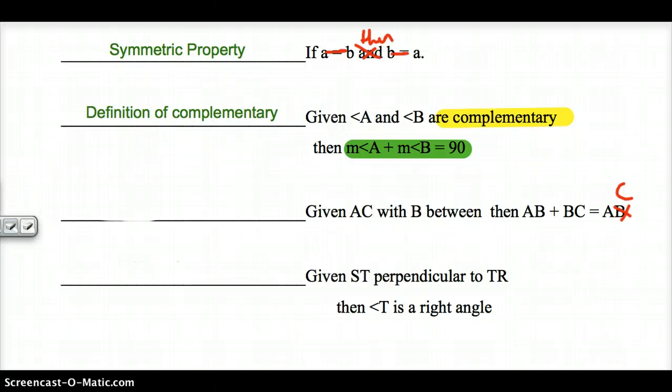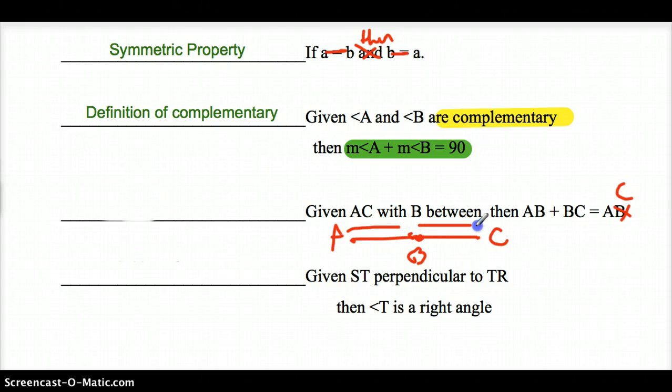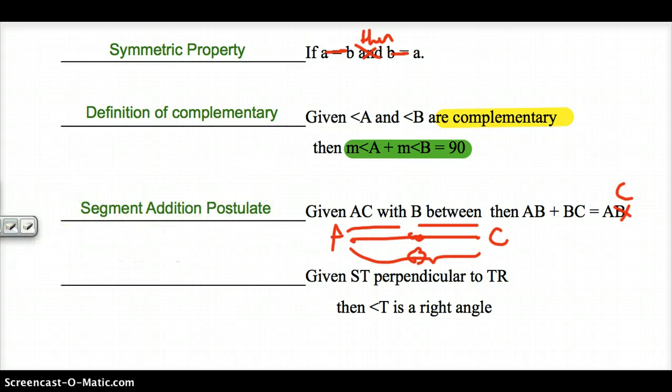On our next one, I had a correction there. Do you see that at the end there, the AB should be AC? Given line AC with B between. So I'm just going to put it anywhere. It looks like it's in the middle, but I don't know that for sure. Then I can take line segment AB and add it to BC, and then I get the whole thing, which is AC. We've talked about that in chapter 1. When you add two pieces of segment together and get the whole entire segment, that's called the segment addition postulate.